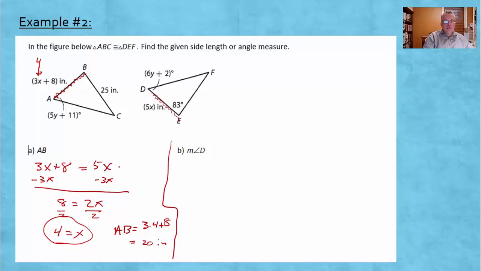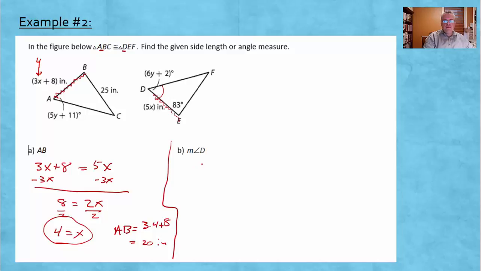Okay, so we got to write a relationship. That's the geometry part. The rest is algebra. Solve it and usually go back and substitute. All right, measure of angle D. Here's angle D. What does that match? Well, sometimes the angles kind of look alike. It's hard to tell, but I know from the congruent statement that D matches A.